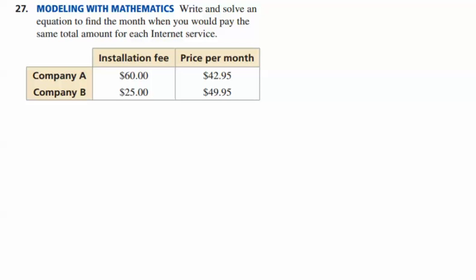So the instructions are: write and solve an equation to find the month when you would pay the same total for each internet service. So let's take a look at company A. There is an installation fee of $60. The installation fee of $60 is a one-time fee. It's not charged every month. And so I write one-time fee there. It's only assessed once when internet service is installed. The price per month, however, is a regularly recurring fee.